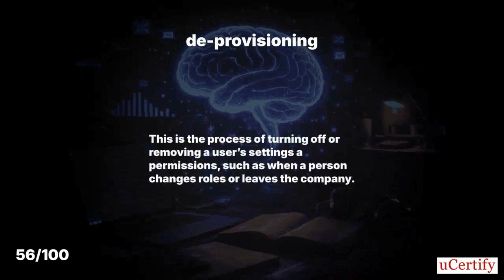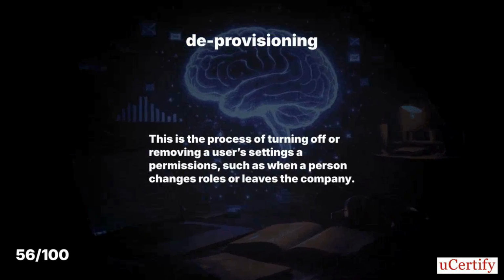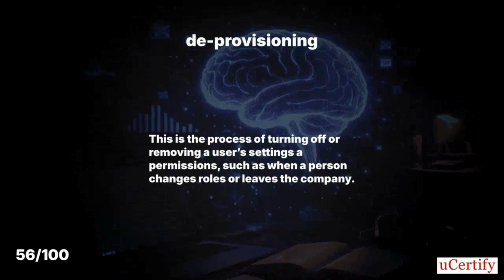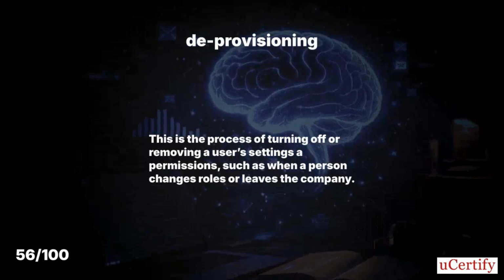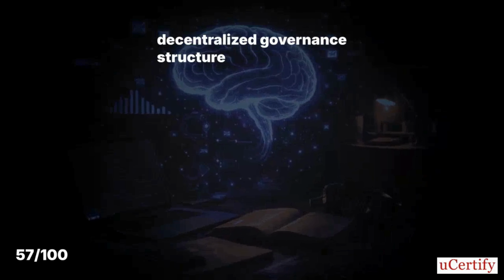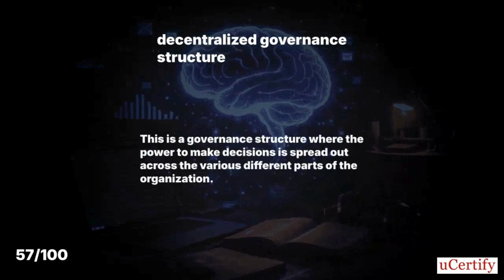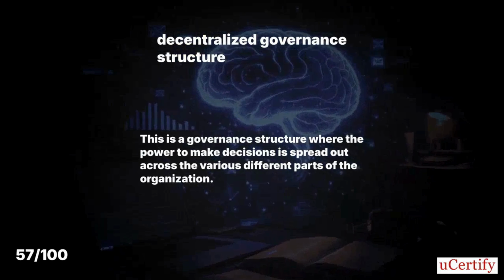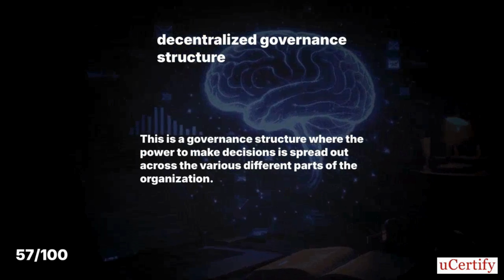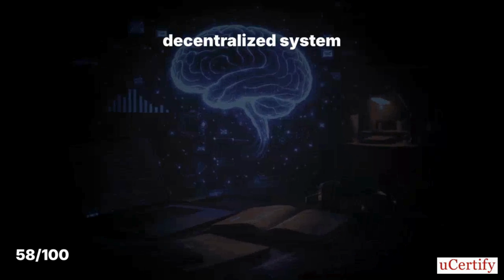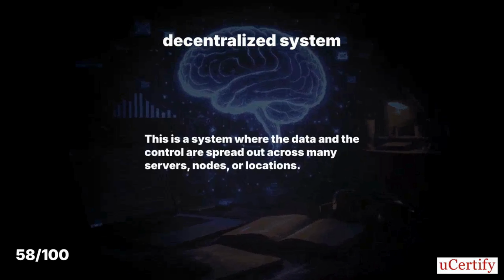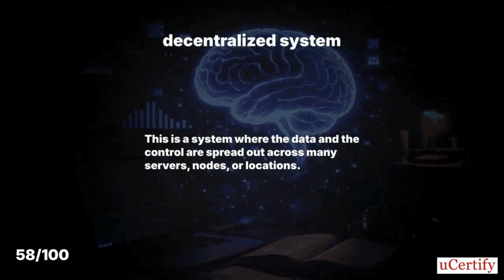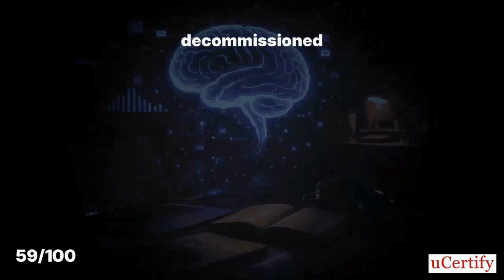Deprovisioning. The process of disabling or removing a user's permissions and settings, such as when an employee leaves the company or transitions to a different role. Decentralized governance structure. A governance structure in which decision-making authority is distributed across different parts of an organization. A system with data and control distributed across multiple locations, servers, or nodes.